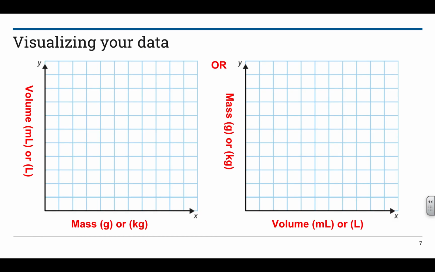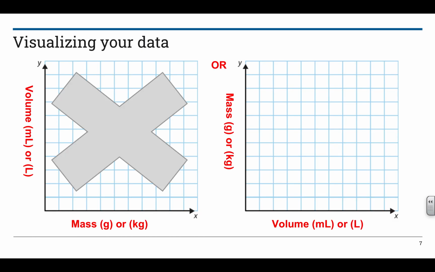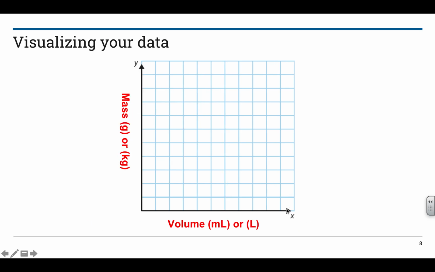So we're going to x out that one right there. That one's not what we're going to do. Mass is going to be on your y-axis. Volume is going to be on your x-axis, okay? That's what it's going to look like, and this is going to get you ready for your pre-lab.